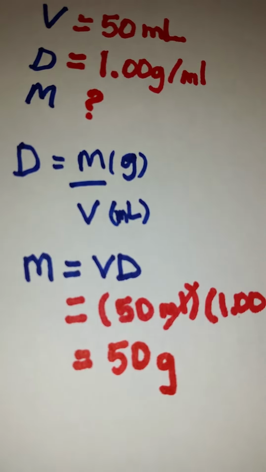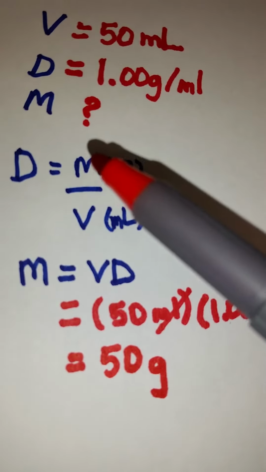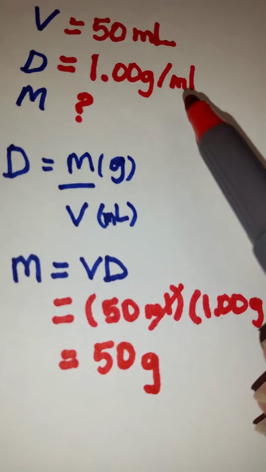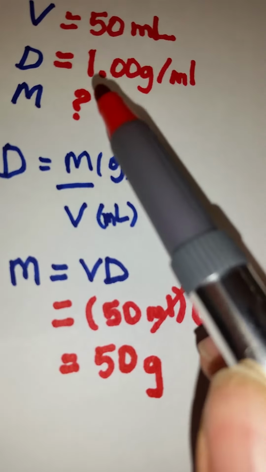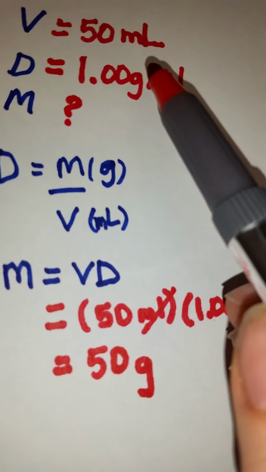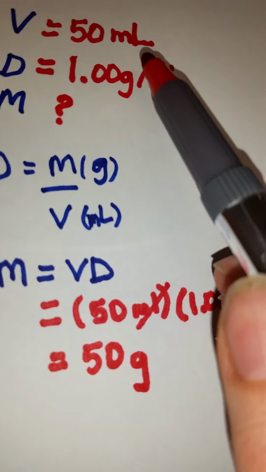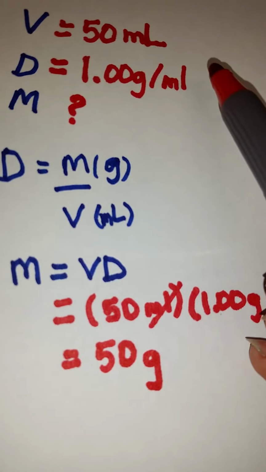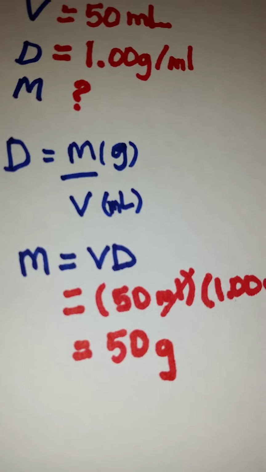So anytime I want to use density to figure out my mass, I need to know what the density of the substance is. If it's not water, it's not 1. I would need to look on a chart and find out. And I would have to know how many milliliters of whatever substance I put into my container. And that's how you use density to help calculate mass.